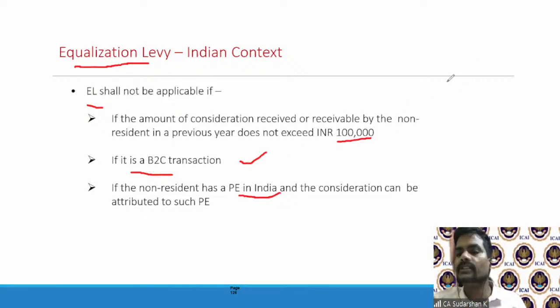So exceptions to equalization levy are: if the amount of consideration received is less than 1 lakh, there is no equalization levy. If it is a business to consumer transaction, no equalization levy. And if the non-resident who receives the consideration has a permanent establishment in India, then there is no equalization levy applicable.